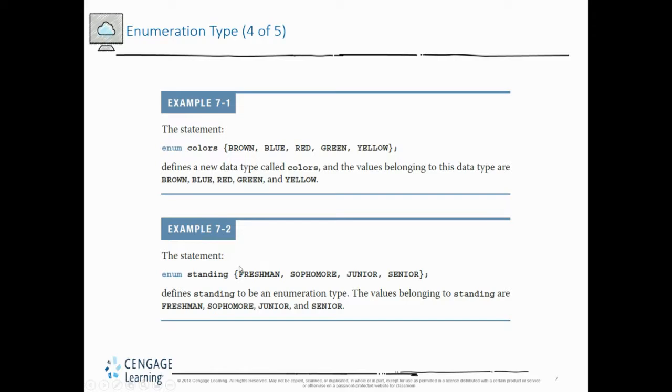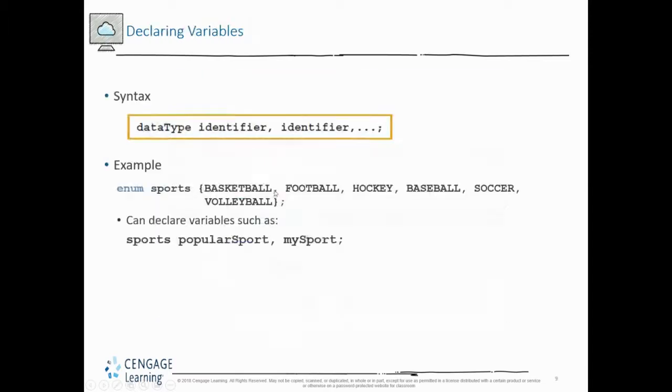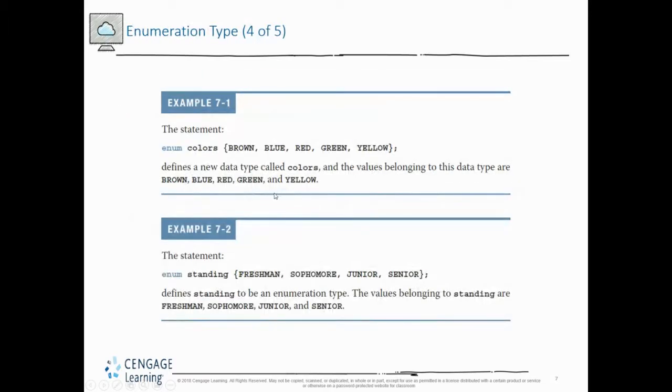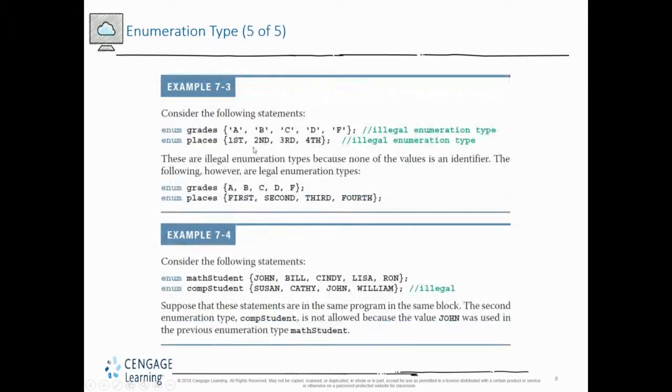I apologize. So the one I mentioned about employees, though, makes a little bit more sense in terms of how you're going to be using it. But either way, these are data types, and that means that for standing, you'd only be able to use freshman, sophomore, junior, or senior. For colors, you'd only be able to use brown, blue, red, green, or yellow. Okay, all right, that's that one.